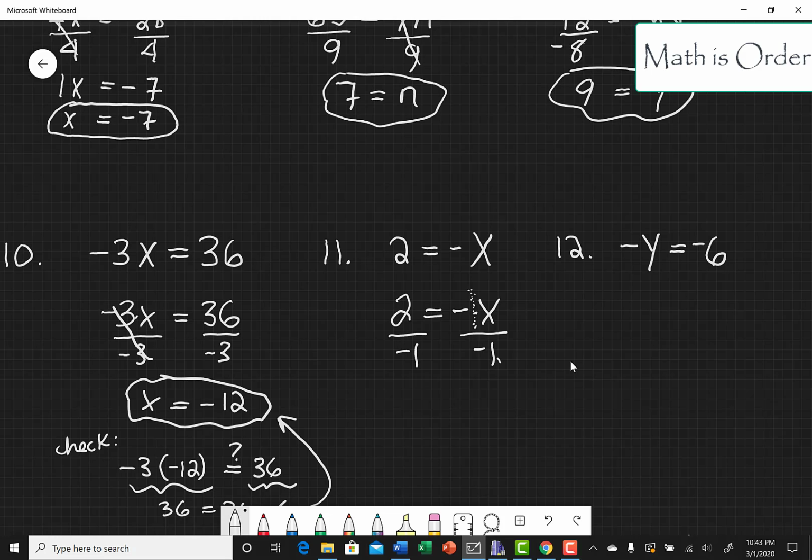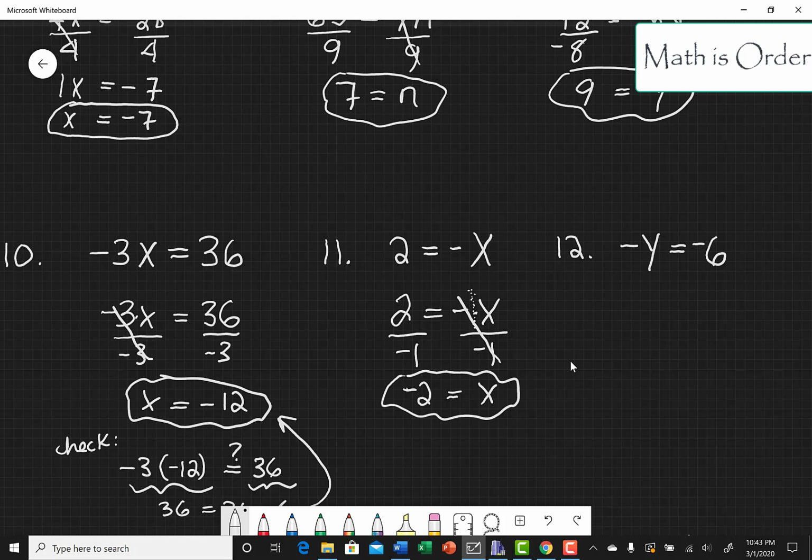Right now, negative 1 divided by negative 1 cancels out to 1. And 1 times x is just x on the right-hand side. On the left-hand side, 2 divided by -1 is -2.